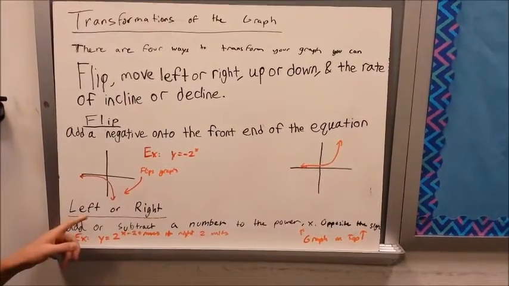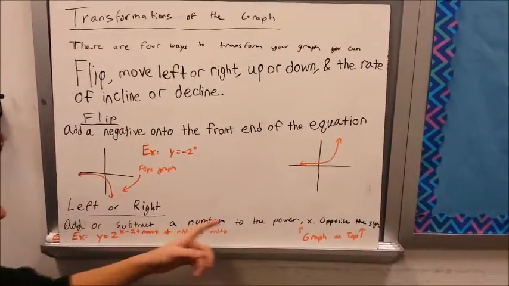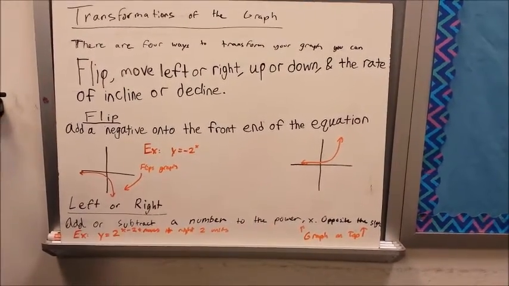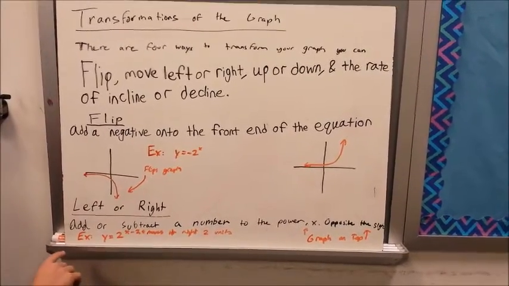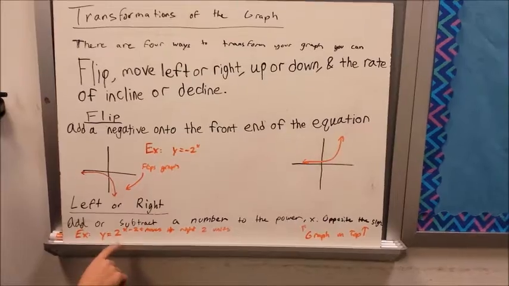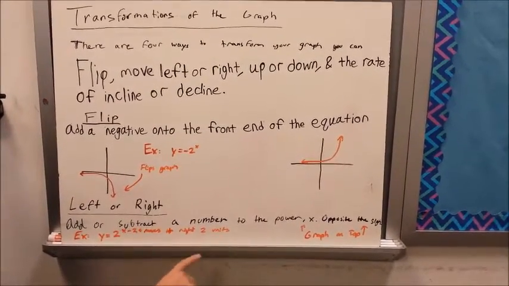Now, when you're moving it left or right, you will add or subtract a number to the power x, and that will be opposite the sign. For an example, you will have y equals 2 to the x minus 2, and that will move it to the right 2 units.